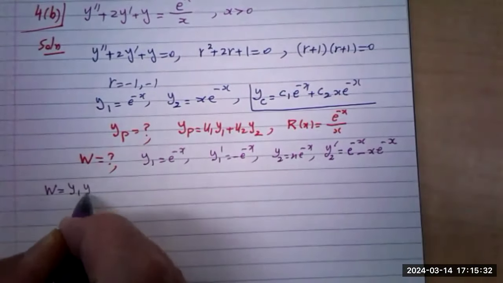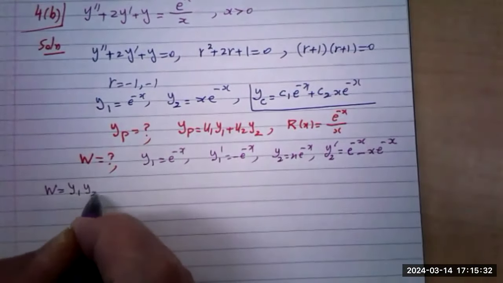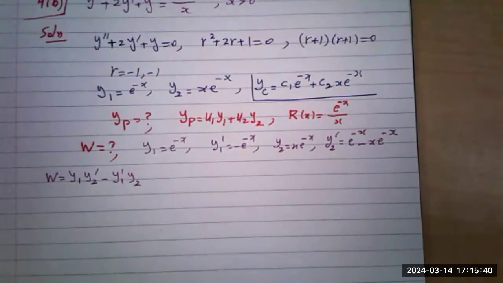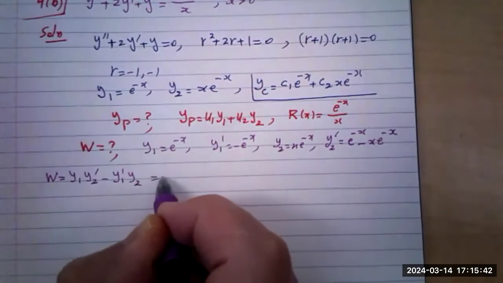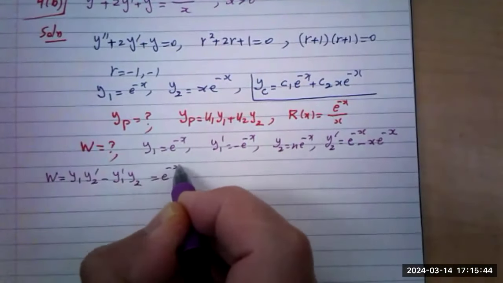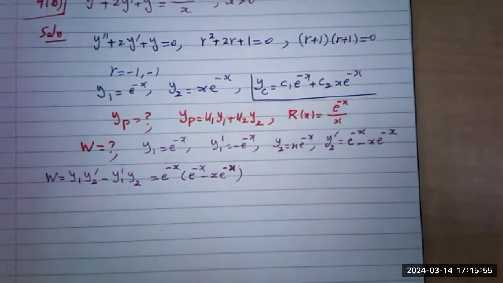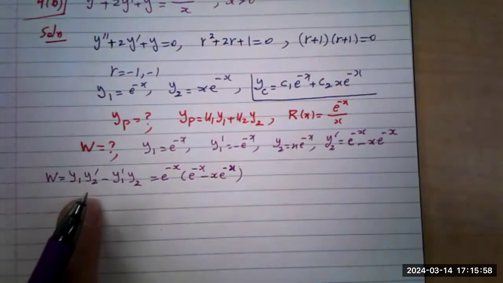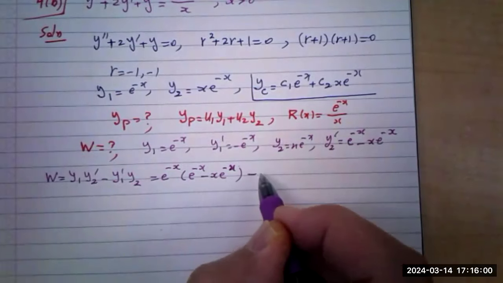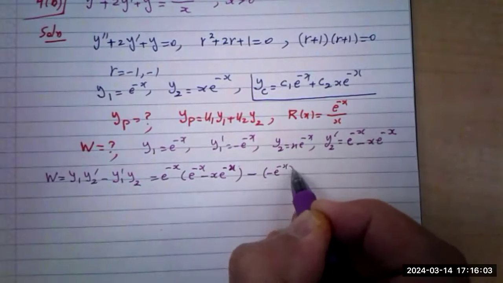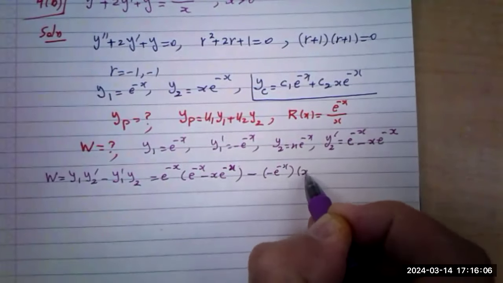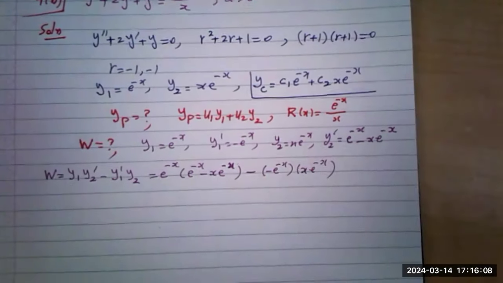Wronskian is y1 y2 prime minus y1 prime y2. Substitute, y1 would be e to the negative x. Okay, y2 prime is going to be e to the negative x minus x e to the negative x. So that would be y1 y2 prime minus y1 prime, which is negative e to the negative x, times y2, which is x e to the negative x. Carefully simplify.